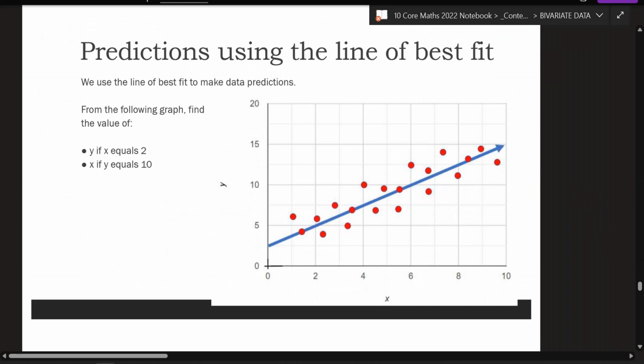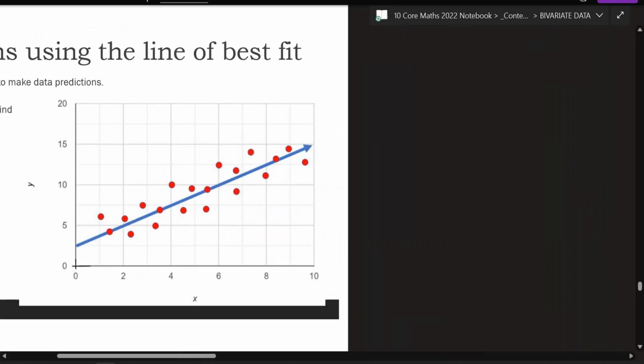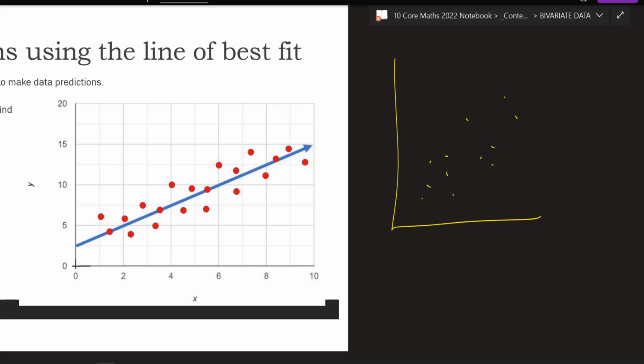Predictions. All right, so we know how to draw. You're literally just drawing the line as you see through the data. So actually, before I get into that, if your data looks like this, okay, you've got your bunch of dots. You can see that it does make a straight line.